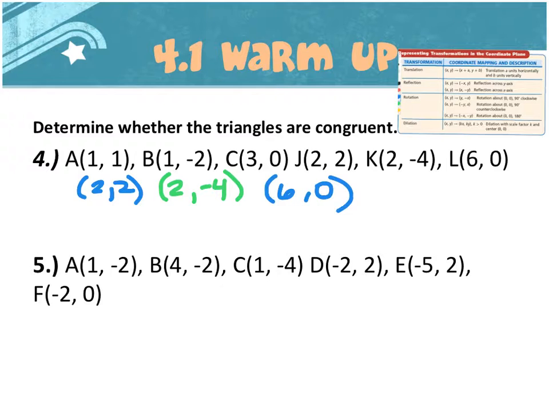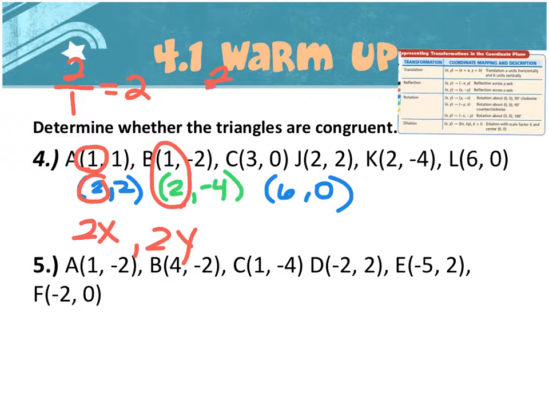Multiplying by 2. Both of them are being multiplied by 2. The X got multiplied by 2. Everybody see that? The Y got multiplied by 2. If you don't see that just by looking at the numbers, then take the second one and put it over the first one. So 2 over 1, and that's 2. And then do that with the X's on this one. 2 over 1, that's 2. And do that with the X's on the third one. 3 over 6, that's 2.